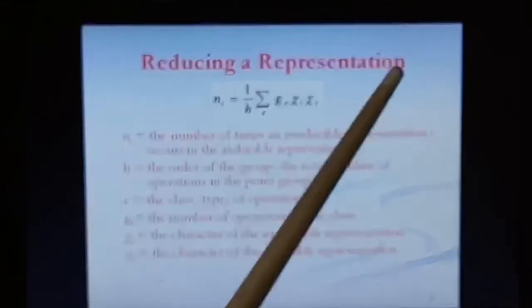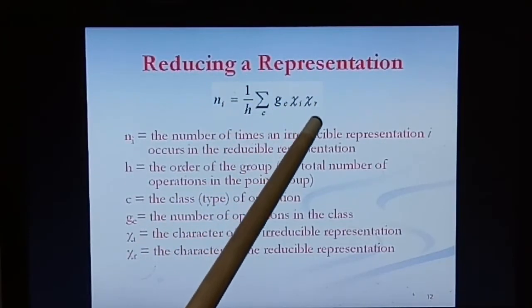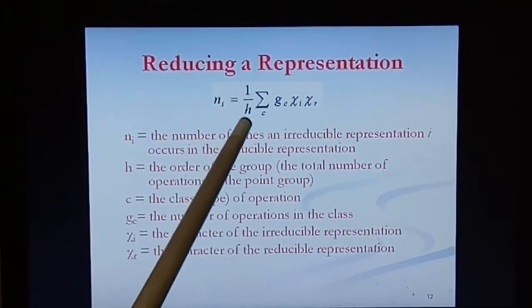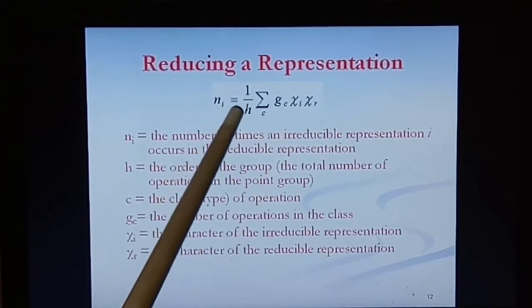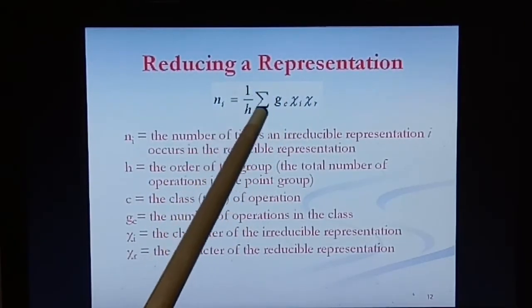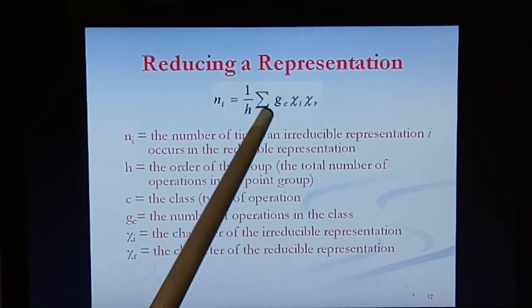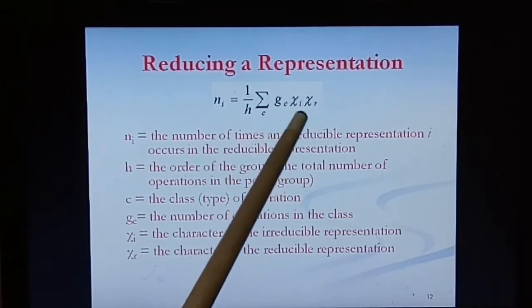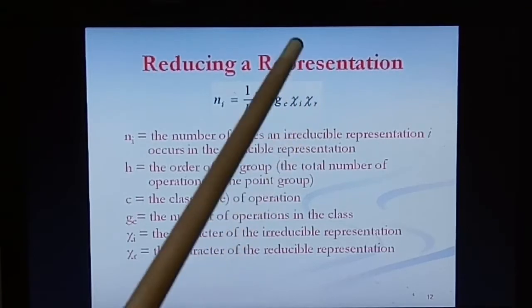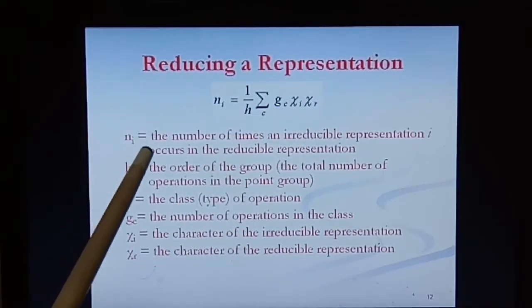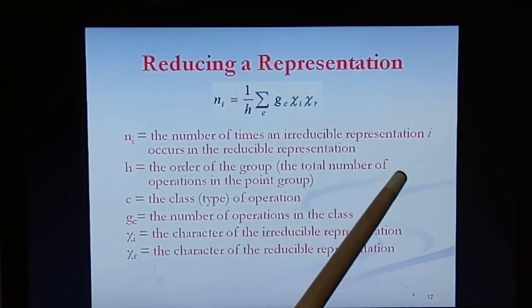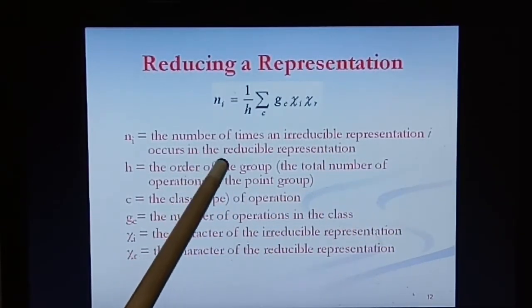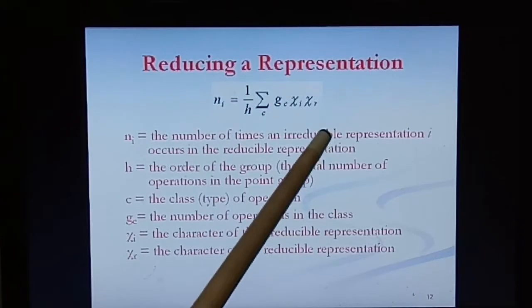Now reduce the reducible representation into the irreducible representations. This formula we have discussed in earlier lectures: n_i is equal to 1 upon h, summation of c g_c chi_i chi_R. n_i is equal to the number of times an irreducible representation i occurs in the reducible representation.